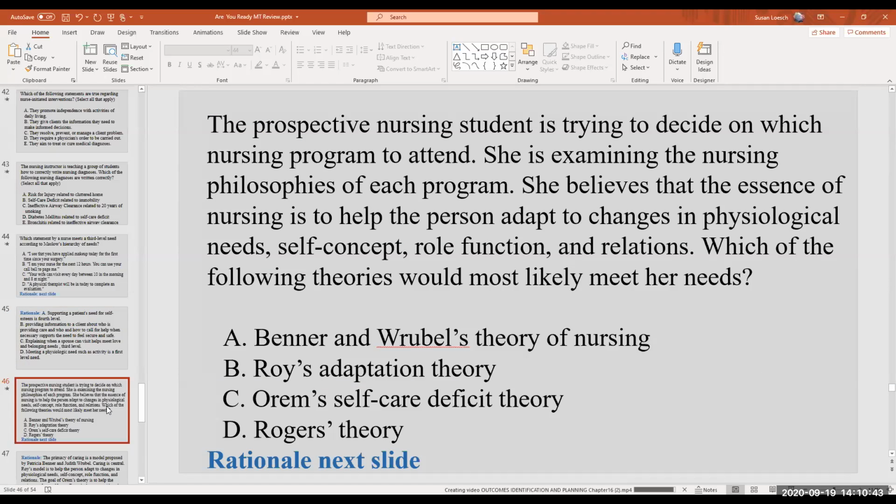The prospective nursing student is trying to decide on a nursing program to attend. She is examining the nursing philosophies of each program. She believes that the essence of nursing is to help the person adapt to changes in physiologic needs, self-concept, role function, and relations. Which of the following theories would most likely meet her needs?